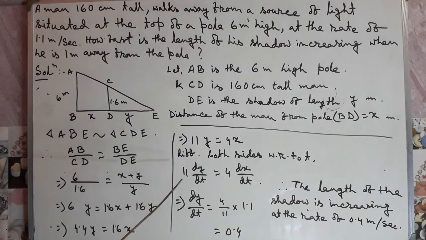Differentiating both sides with respect to t, that is 11 dy/dt is equal to 4 dx/dt. dx/dt is 1.1 meters per second. Putting the value of dx/dt, we will get the value of dy/dt, that is the rate of change of shadow length. Therefore, the length of the shadow is increasing at the rate of 0.4 meters per second.